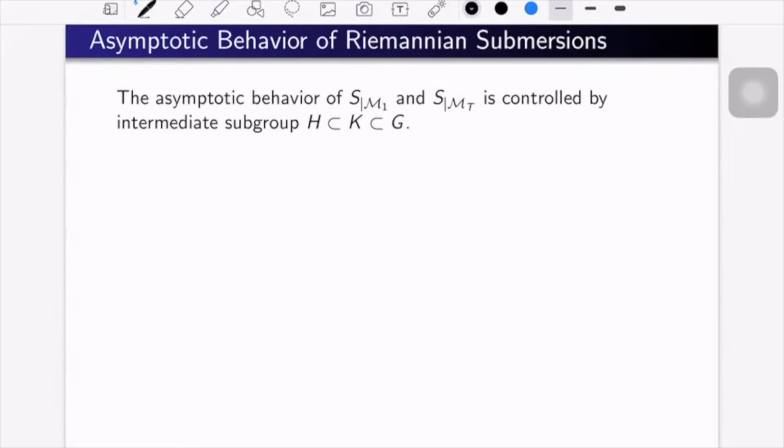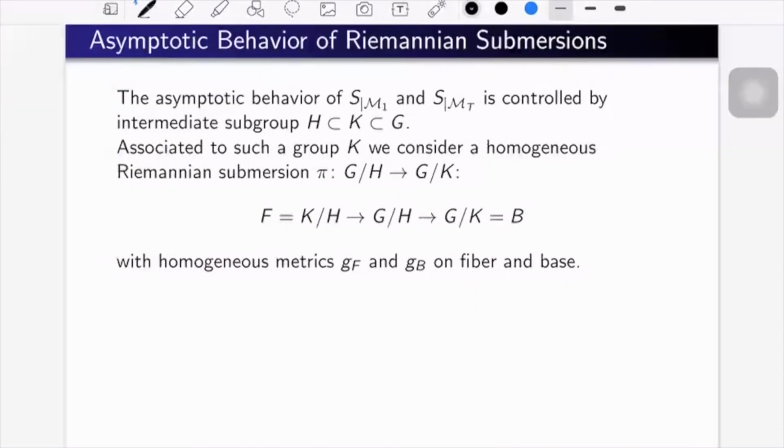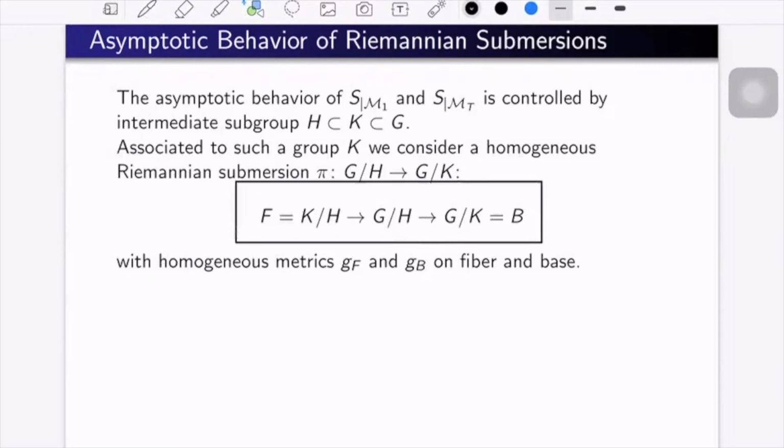The behavior of these functionals, in fact in both cases, is controlled by intermediate subgroups. So here my homogeneous space is G mod H. That's my fixed manifold, and I want to look at the scalar curvature function. Now look at intermediate subgroups K, and then I can form a Riemannian submersion. So I form this kind of fibration here, which is the important fibration now, right? The base is G mod K, the fiber is K mod H, and the manifold I'm studying is G mod H. I put a metric on the fiber, I put a metric on the base. So this is a Riemannian submersion. I can always do this.